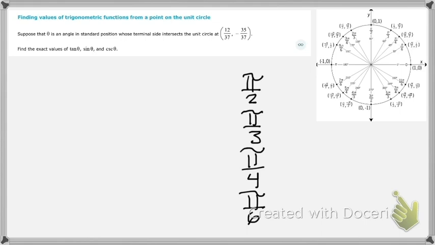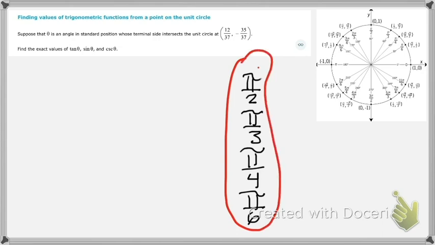In this case, we're going to talk about an angle that is not one of these convenient ones where we know the xy coordinates, but we are given the xy coordinates. So think about what this point here means. This point is at 12 over 37 for the x coordinate and negative 35 over 37 for the y coordinate. Let's just look at that on this circle over here to the left.